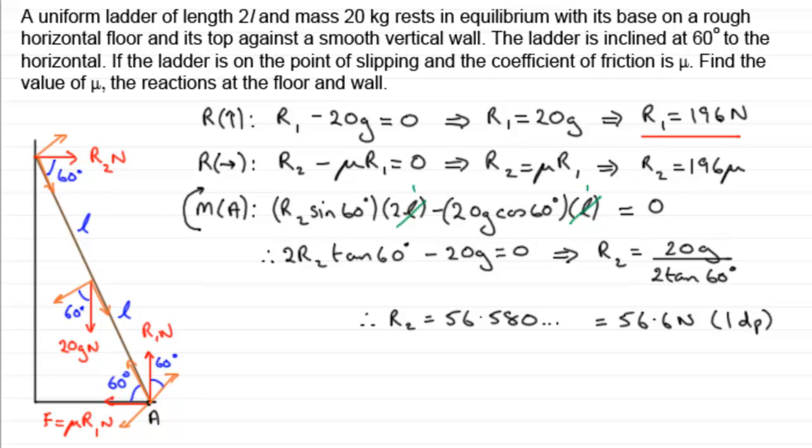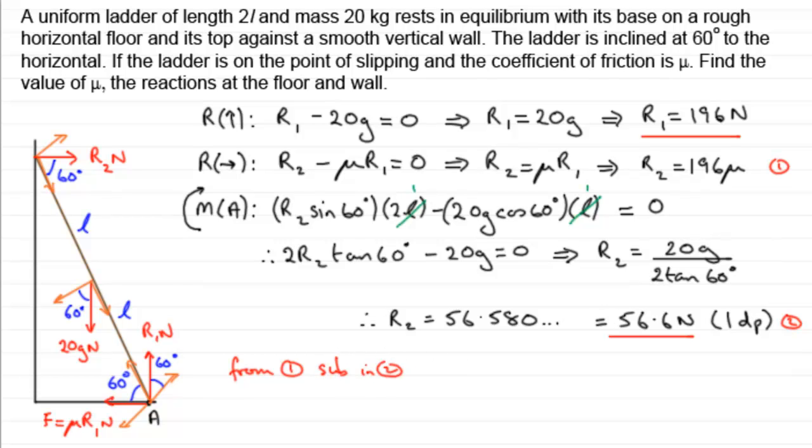Okay, so that's given me my reaction then from the ground, the floor. I just need to get the coefficient of friction, mu. Well, I can turn to this equation. Let's just call this equation 1. And I can say then that from 1, I can substitute this into this equation here. Let's just call this 2. From 1, sub in 2.